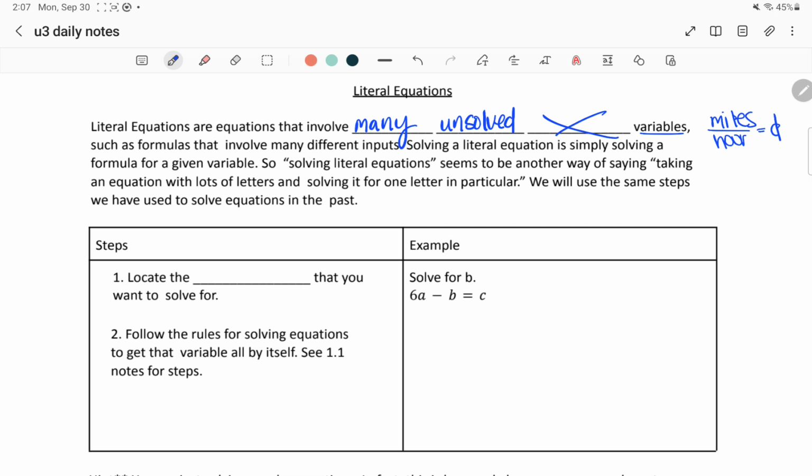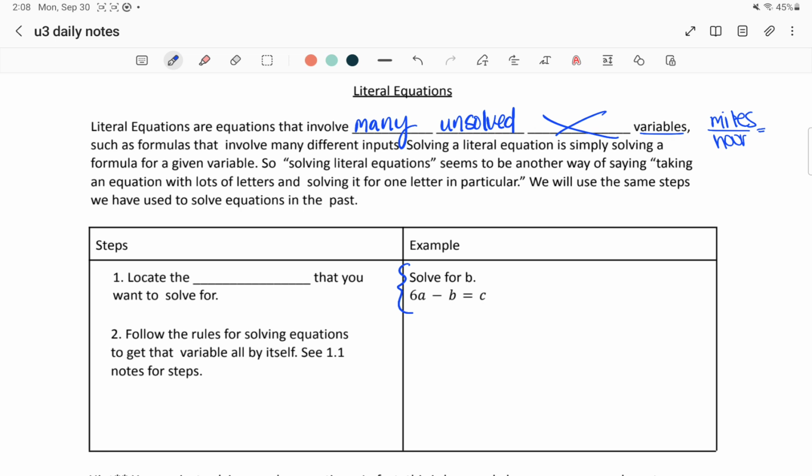So if you've gone 75 miles in an hour, then you've gone 75 miles. But what if you need to talk about a 3-hour drive? That pops up in a formula. So we need to be able to solve for specific variables in the literal equations. For example, in here I'm going to be solving for b.